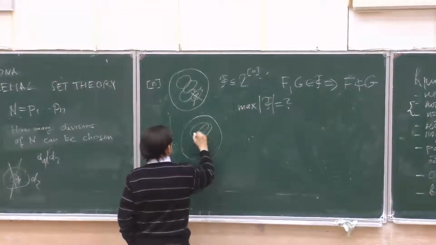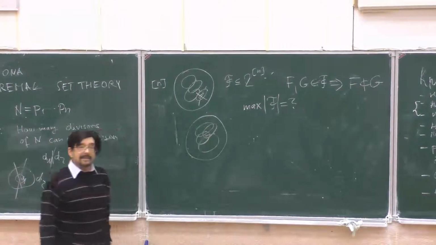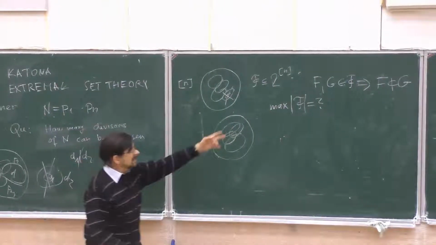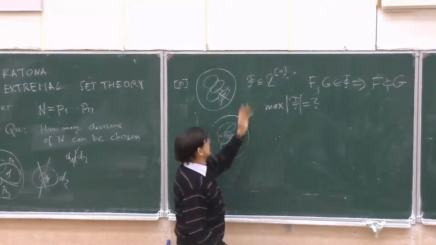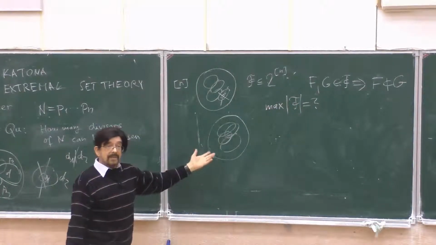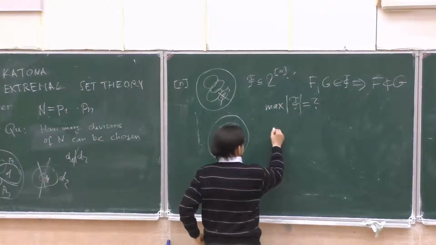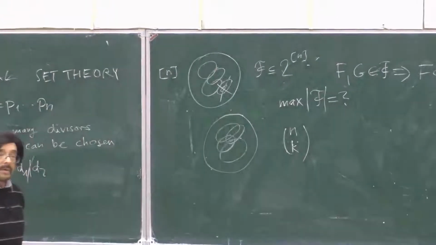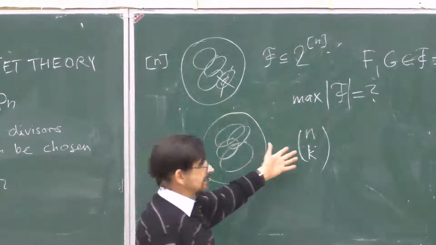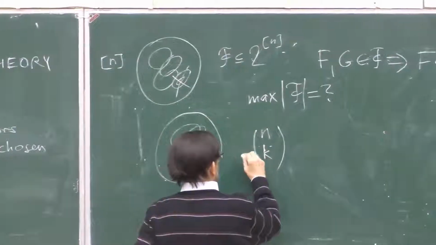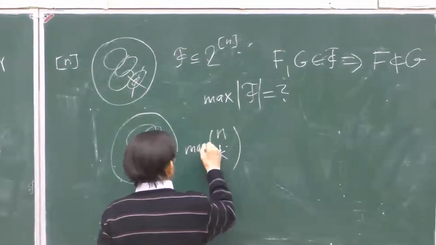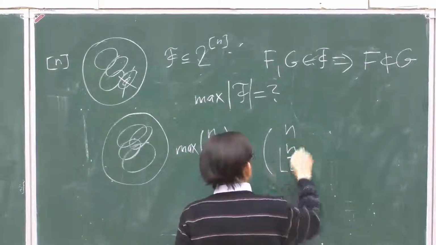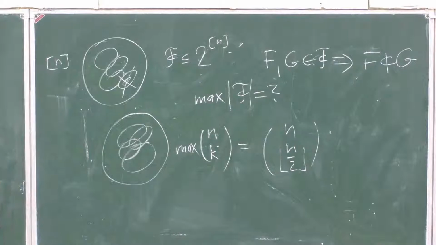If you take all k-element sets, a k-element set cannot be a proper subset of another one, because they should be different, of course. So an easy construction is to take all k-element subsets, and then you have this number. And of course, its maximum is when you take all n/2-element sets.